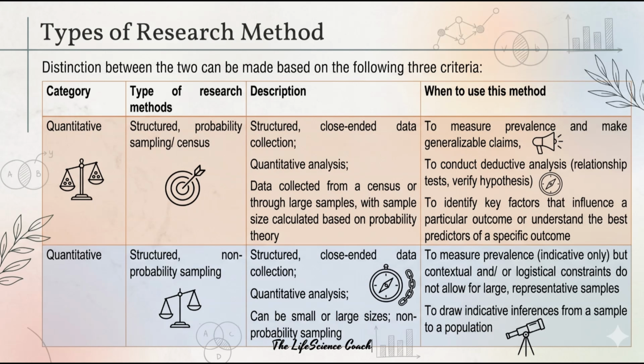This method is usually selected when there are limitations such as lack of time, resources, or access to a larger population. Although the findings may not be fully generalizable, they can still provide useful and indicative insights about the research problem. In simple terms, probability sampling helps researchers make stronger conclusions about a population, while non-probability sampling is more practical when resources and access are limited.